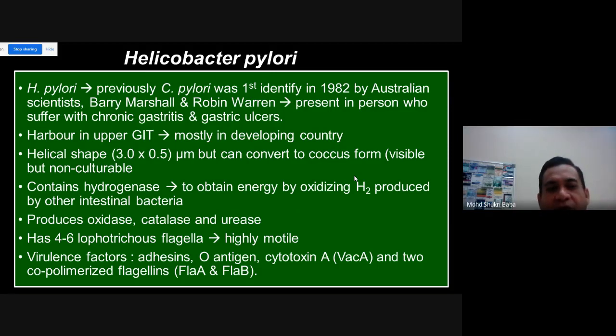It contains many enzymes actually, and one of them is hydrogenase. Hydrogenase is used to obtain energy by oxidizing hydrogen produced by other bacteria in the intestinal tract. All right. Other than that, they also produce oxidase, catalase, and urease. So if you want to do laboratory tests on Helicobacter pylori and hope for a positive result, make sure you do oxidase, catalase, urease, and hydrogenase. Because all of these are enzymes contained in Helicobacter pylori, if you run those tests, you can expect the result to be positive.